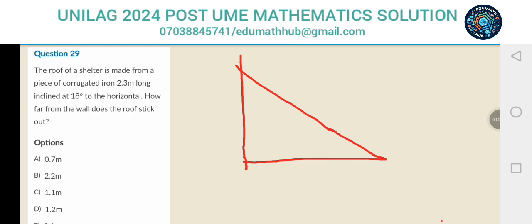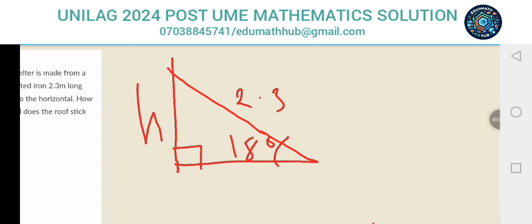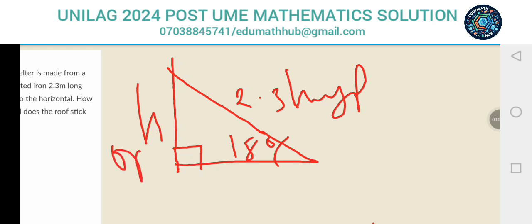This is the length of the iron sheet. So this place is 2.3 meters. Okay, this place is a right angle. This angle here will be 18 degrees. Okay, after that, you have to find this height here. That's what you're looking for. This is the horizontal ground here. So you're looking for this height here. So if you do this, you see that you're going to use sine. This is SOHCAHTOA. So this place is the hypotenuse here. Right, this place is the opposite. Okay, so you're going to use sine.